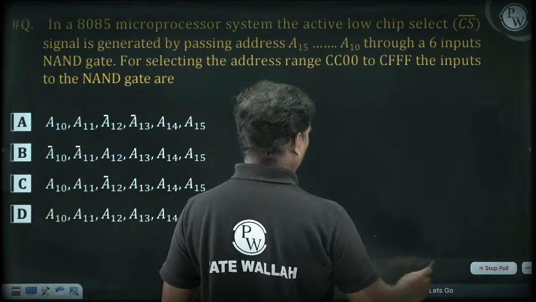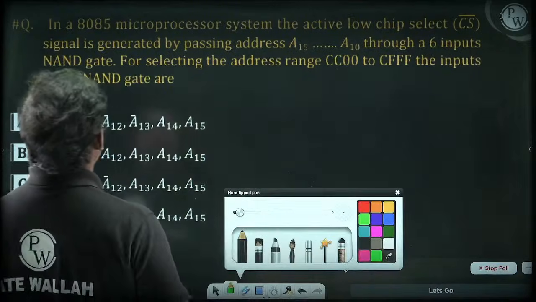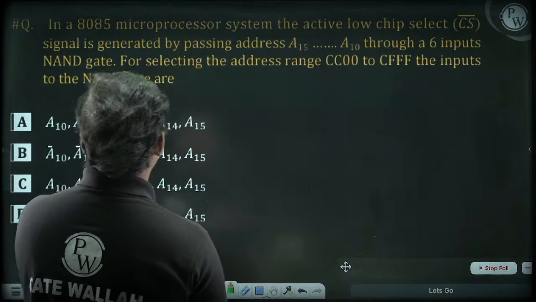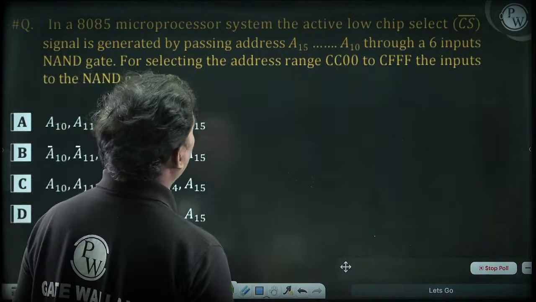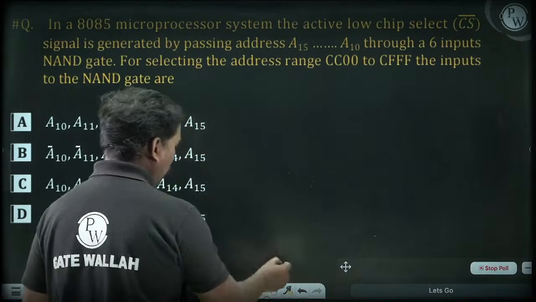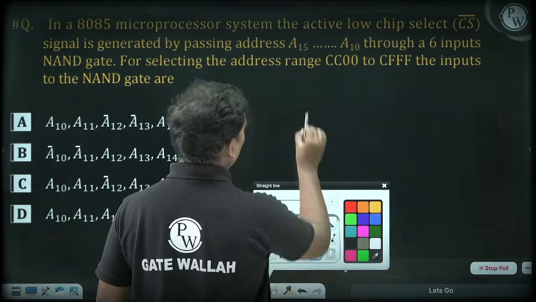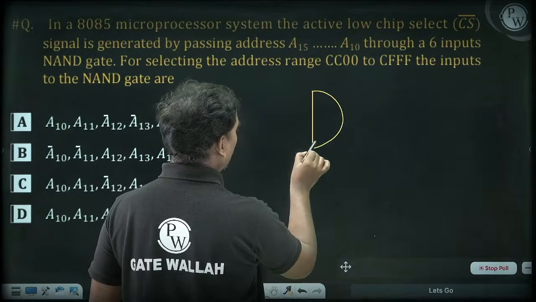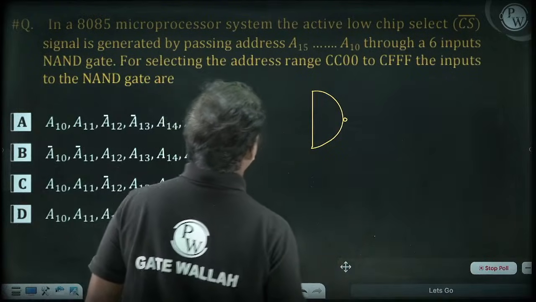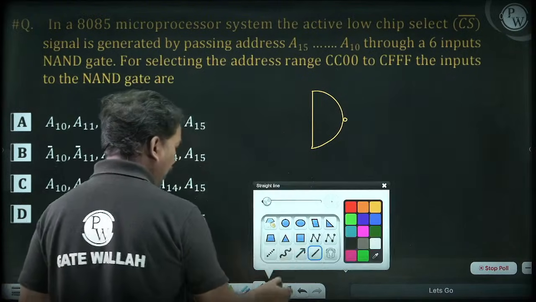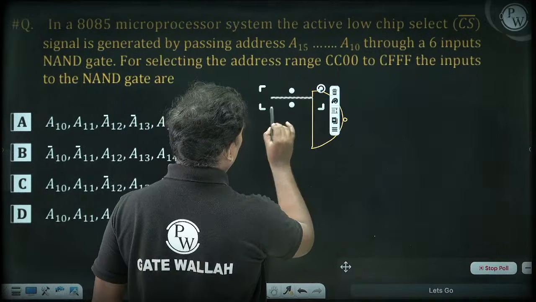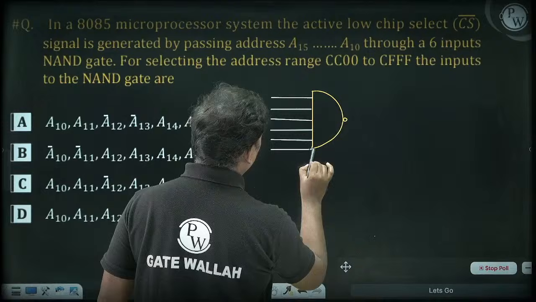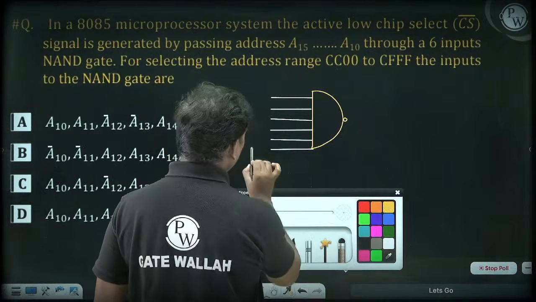So see here. In a 8085 microprocessor system, the active low chip select signal is generated by passing address A15 to A10 through a 6-input NAND gate. So this is the NAND gate. What are the inputs I am giving? A15, A14, A13, A12, A11, A10. So these are the inputs.